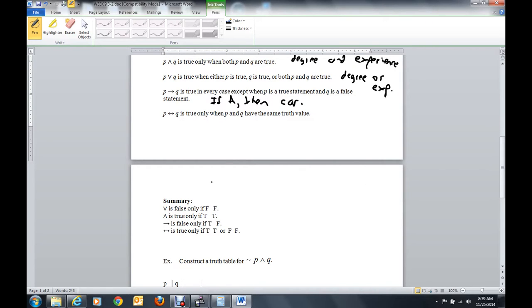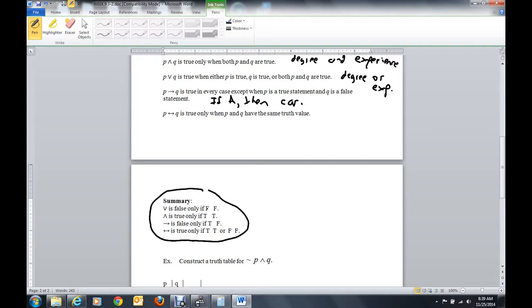Now the squiggly, the not P, it's just the opposite of the truth statement that's given. Now, this or, it's false only if both are false. The and is true only if both are true. And the one-sided arrow, the if then, is false only if true then false. And the double-sided arrow, the if and only if, is true only if both are true or both are false. This is probably the best way to think of it.